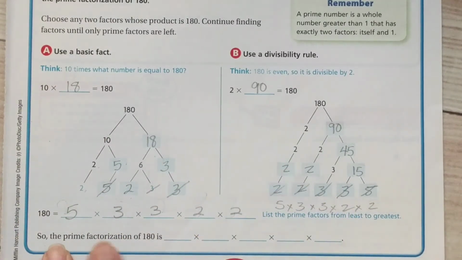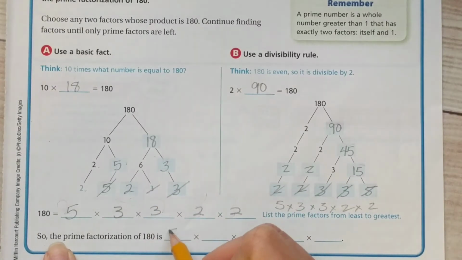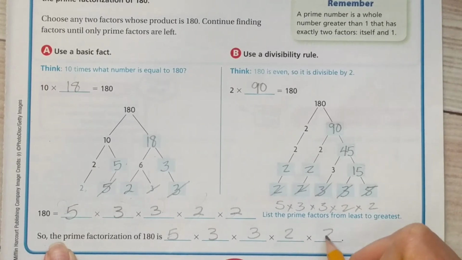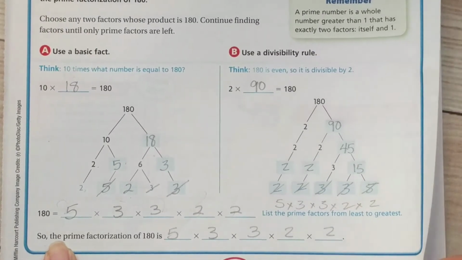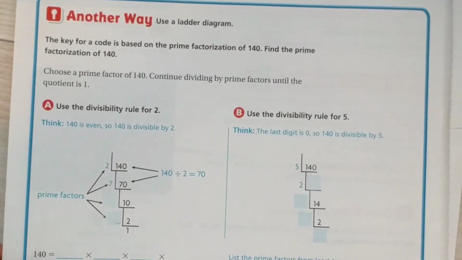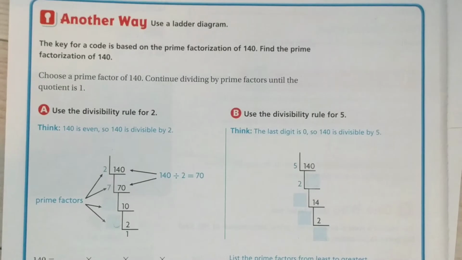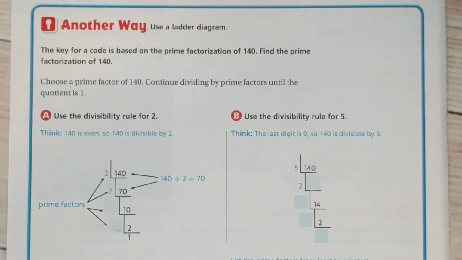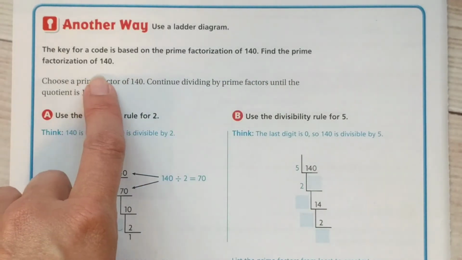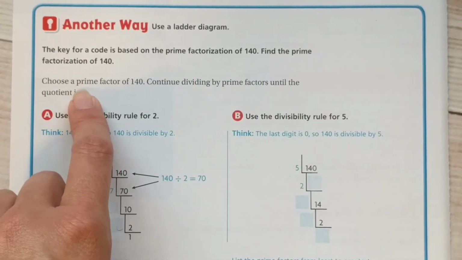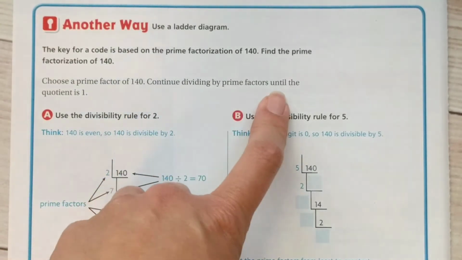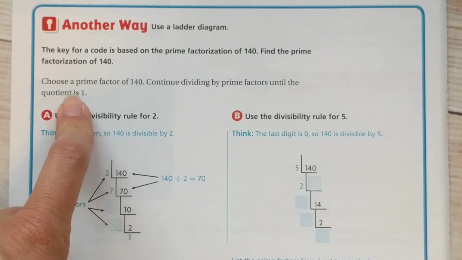So the prime factorization of 180 is 5 times 3 times 3 times 2 times 2. Okay, let's take a look at the next page. Here's another way, the ladder diagram method. The key for a code is based on the prime factorization of 140. Find the prime factorization of 140. Choose a prime factor of 140. Continue dividing by prime factors until the quotient is 1.